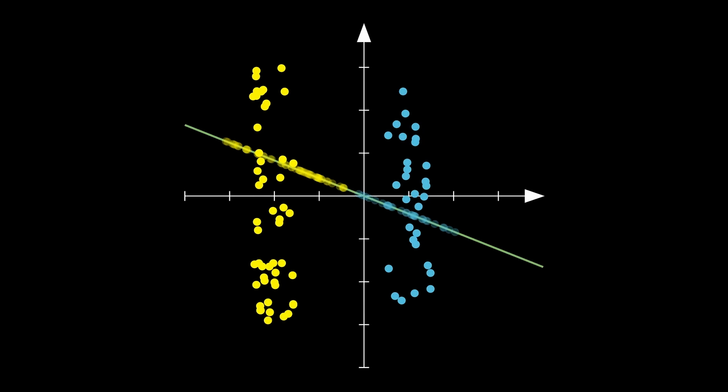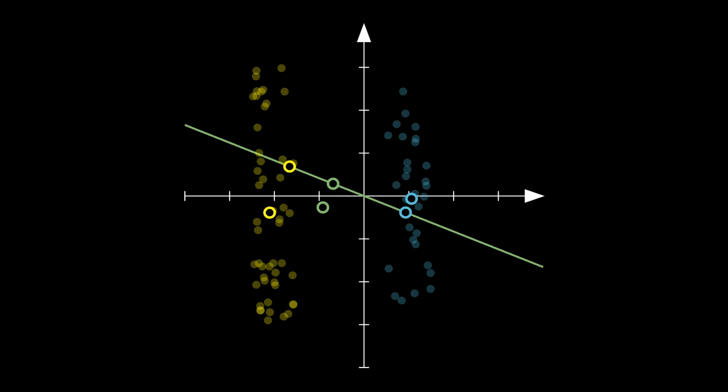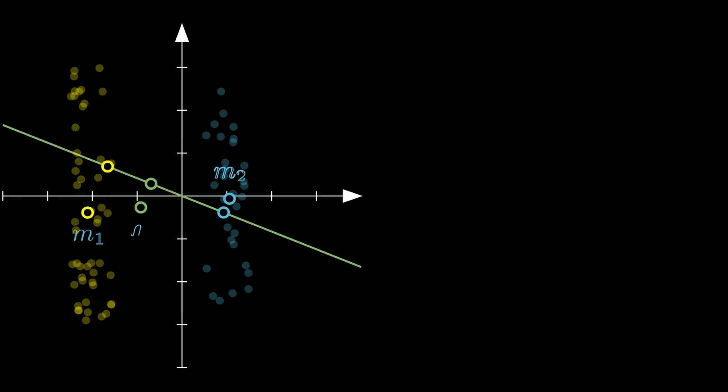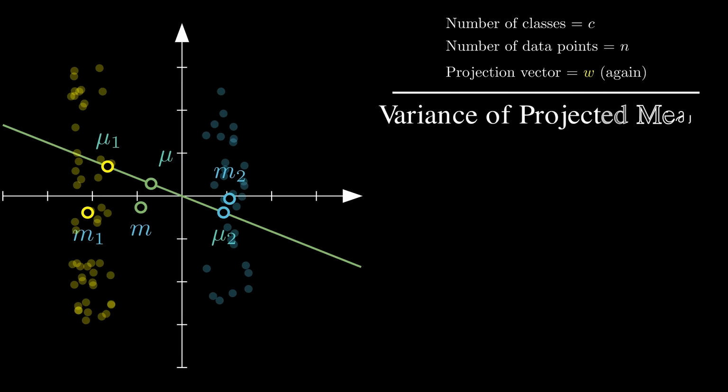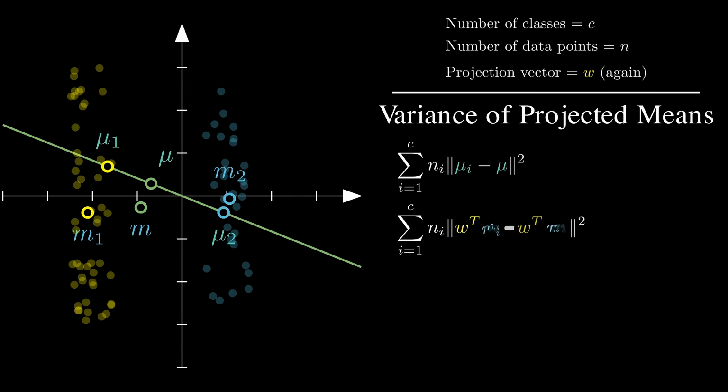To focus on class separation, let's for a start try to maximize the variance of the projected means or centroids of each class. Let's set the global centroids as m and the projected centroids as mu. Then the variance can be found as follows. Note that we weight each contribution by the size of the class, as it's of course better to separate a larger class than a smaller one.